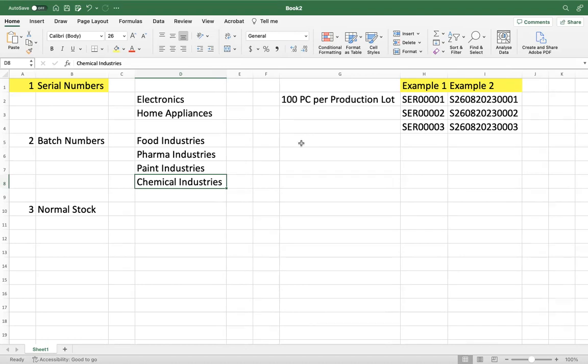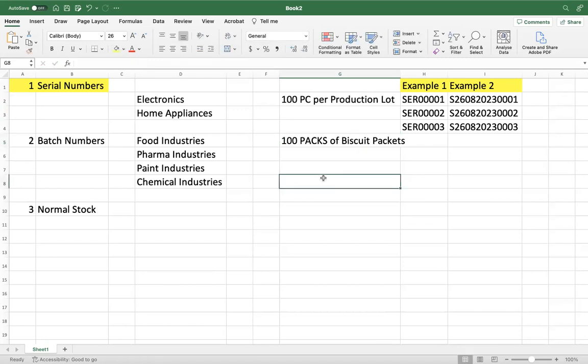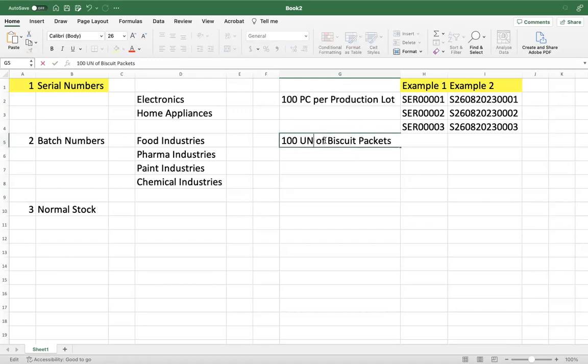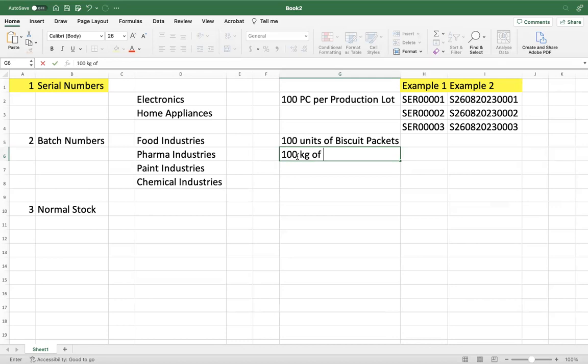How does it happen? For example, 100 units of biscuit packets come in one slot. In the same way, they receive 100 kg of drug. So 100 kg of drug may be converted into multiple packets.